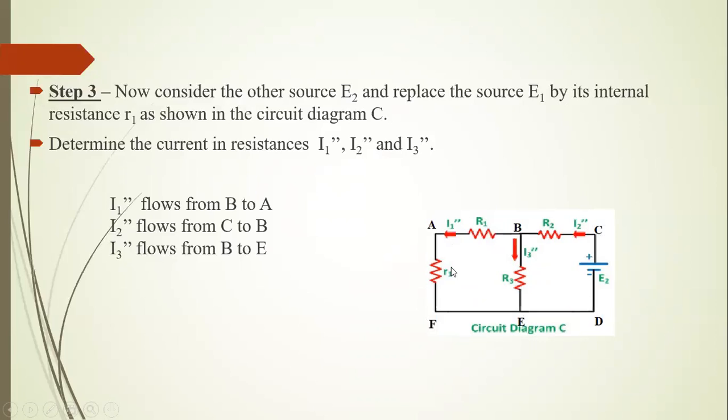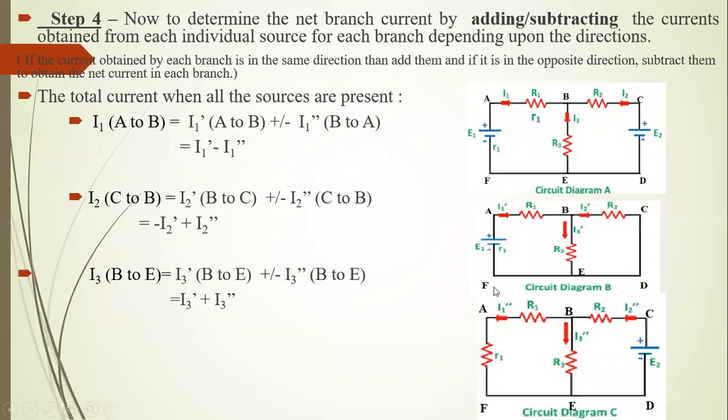from B to A. So again, by applying loop analysis, we can calculate the values of I1 dash, I2 dash and I3 dash. So till now, in step number 2 and step number 3, we have calculated the current contributed by the individual sources. But in the numerical, we are asked to calculate the current when both the sources are present. So that we'll be calculating in step number 4. So what is step number 4?